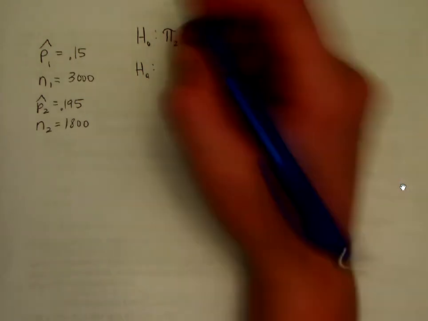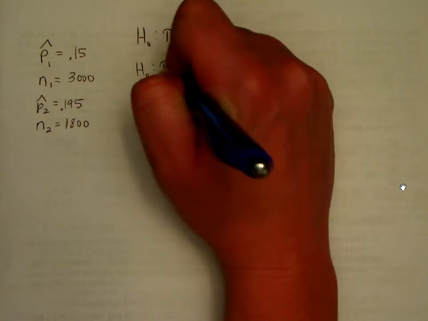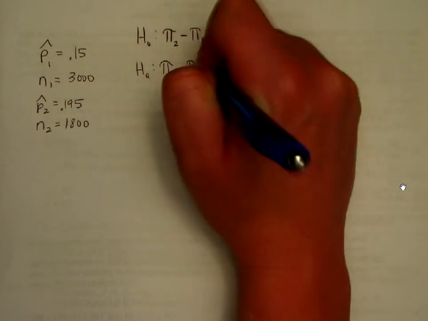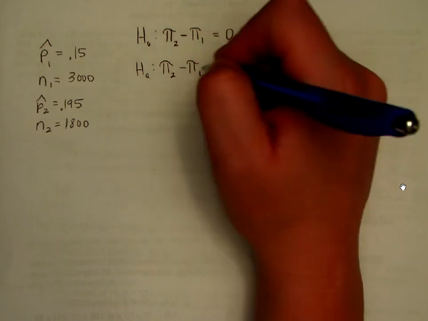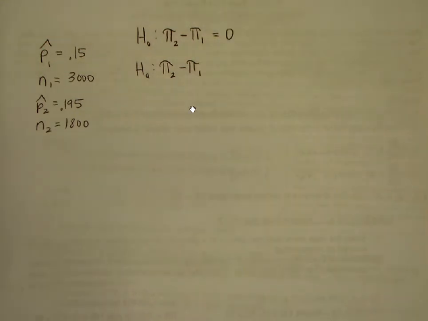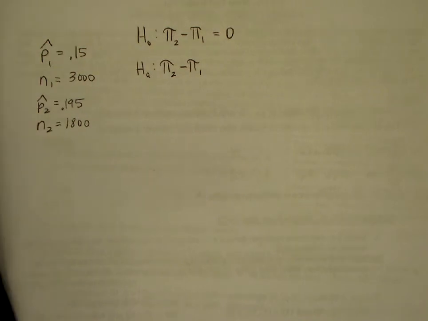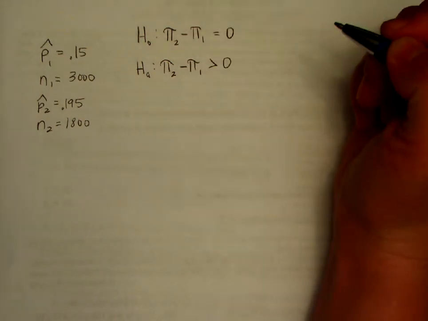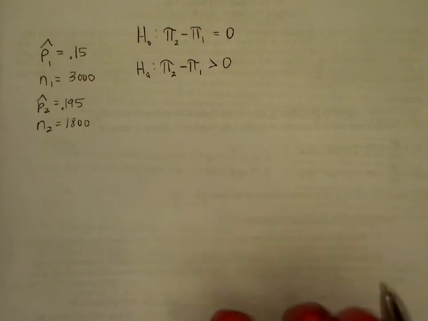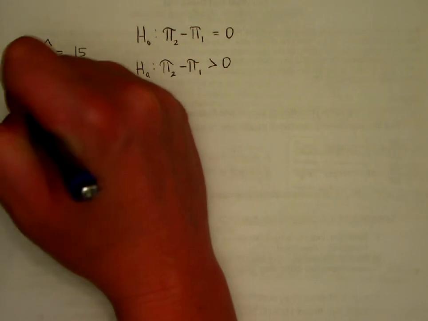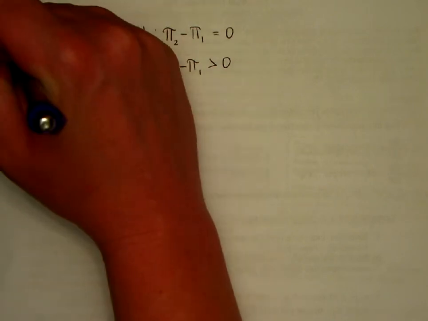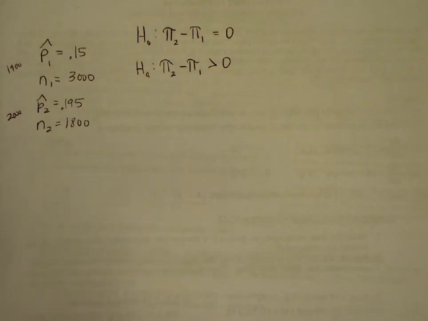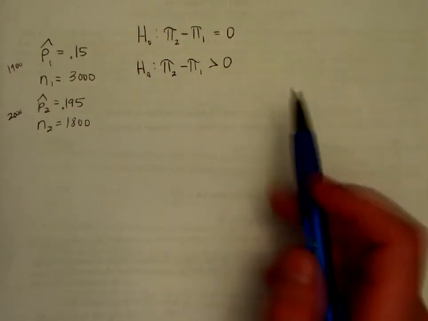And then here, notice how it stays exactly the same: pi 2 minus pi 1. But what we want to show is that it is actually greater than 0. Okay, so greater than 0, because what we're trying to show is that there's an increased hearing loss in 2000. So right here, this is the 2000s, and then this is the 1900s, where I spent a good majority of my life.